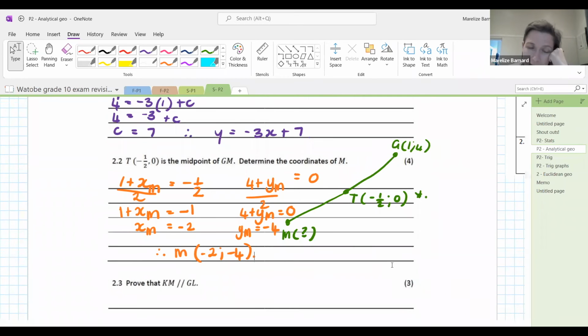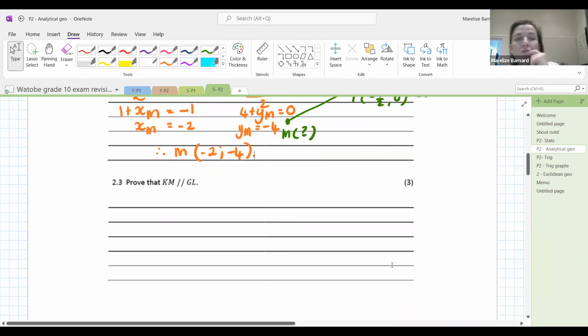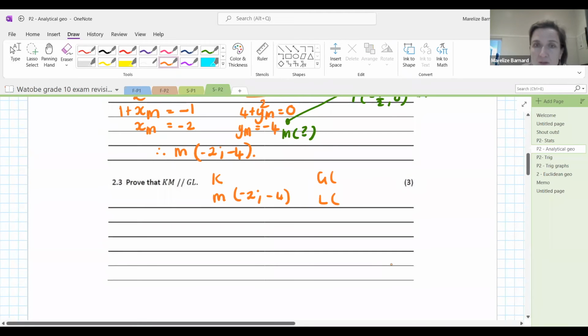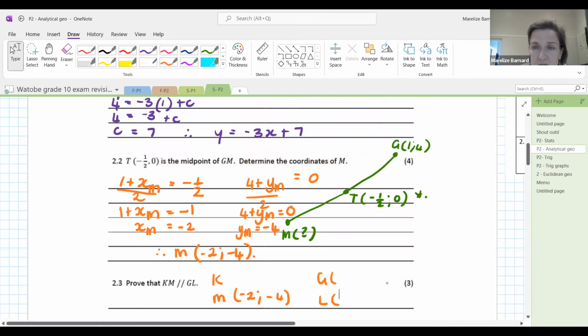Okay. Last one. Let's prove that KM is parallel to GL. To help us, I'm just going to write all our coordinate points here. We've got M is -2 and -4. And then we need to see what G was and what L was. So G was 1 and 4.